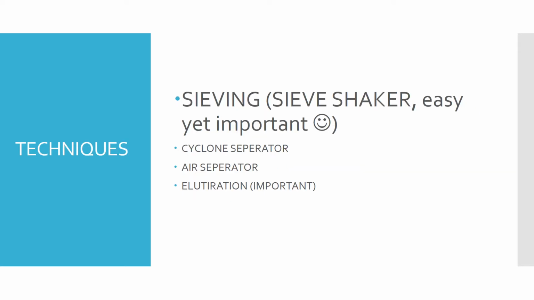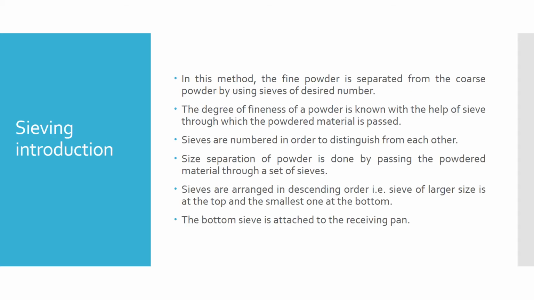Now basically there are four techniques for size separation. I have increased the font of the first technique, that is sieving, because we are going to discuss this today. It is one of the easiest techniques, yet it is important. I think you remember this technique. We have performed practical on this technique in a sieve separator in our lab. The other three techniques are cyclone separator, air separator and elutriation. Elutriation is again a very important technique as far as GTU examination is concerned.